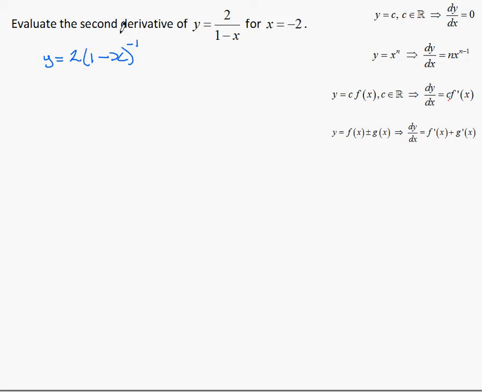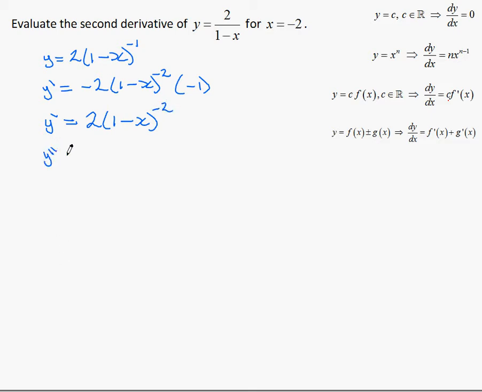And this will let us use the general chain rule, giving us the derivative of -2, 1 minus x to the -2, exponent down, subtract 1, times the derivative of the part inside, which is -1. We can simplify that first. Negative and negative is positive. 1 minus x to the -2. So there's the first derivative.